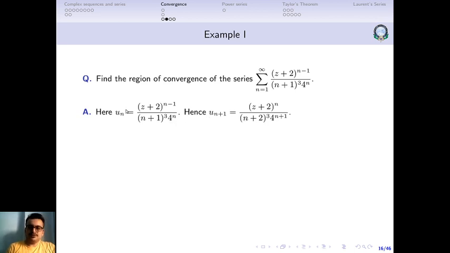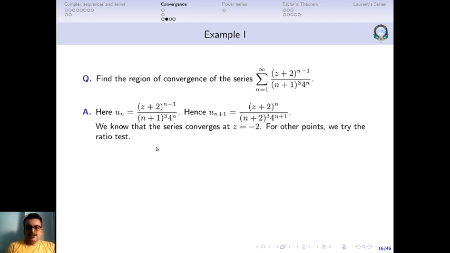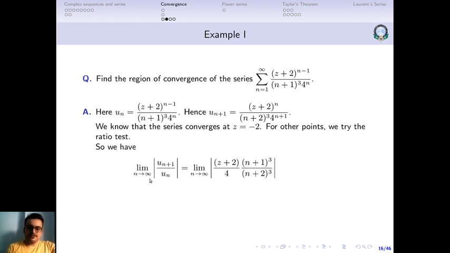So you have u_(n+1) and you have u_n. We know that this series converges at z equal to minus 2, because that's a trivial case. We discussed this in the class: at z equal to minus 2, every u_n becomes 0. But for the other points, we now try the ratio test. For the ratio test, you divide this by this and take the modulus.